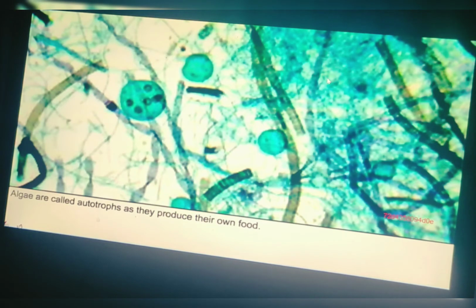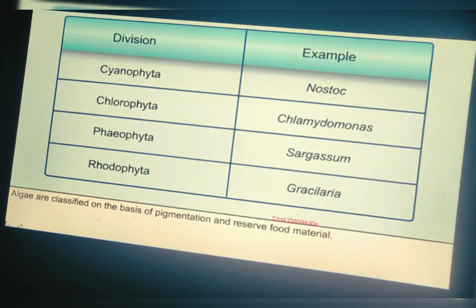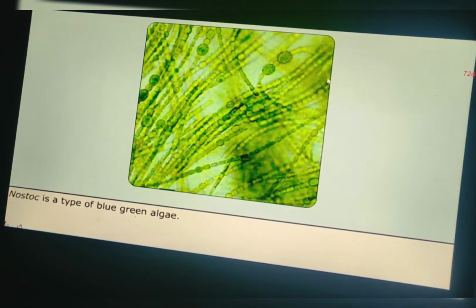Algae are autotrophic in nutrition as they produce their own food by photosynthesis. Algae are classified into cyanophyta, chlorophyta, phaeophyta, and rhodophyta on the basis of pigmentation and reserve food material. Nostoc is an important filamentous blue-green algae which can fix atmospheric nitrogen.